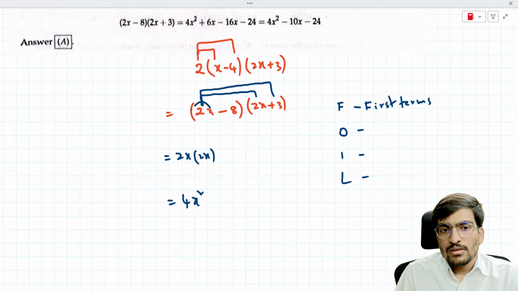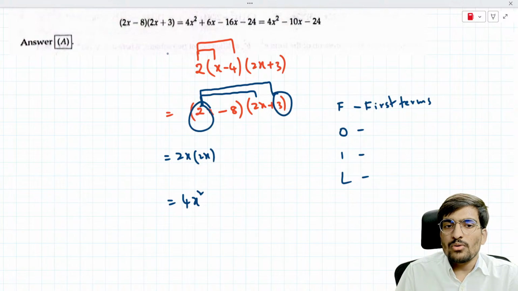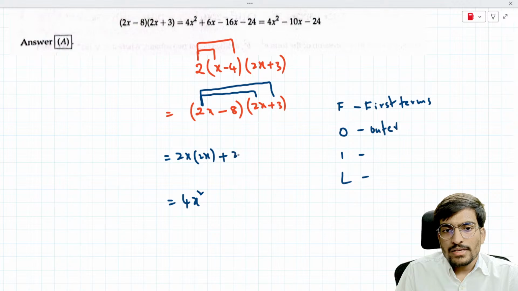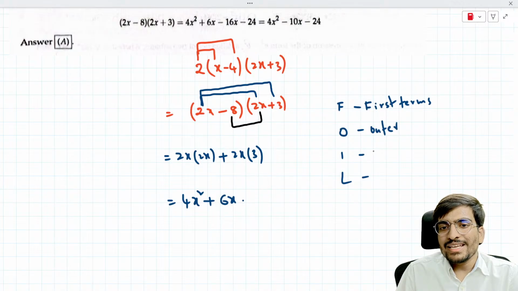And now first and the last. So we can say this is outer and this is also outer. So we are saying O for outer terms. First outer. So what I am doing? 2x into 3. So plus 2x times 3. 2x times 3 is 6x. And now let's write the other term. This one. Minus 8, 2x. So both are inner terms. Minus 8 times 2x, that is inner. So it is negative 16x.